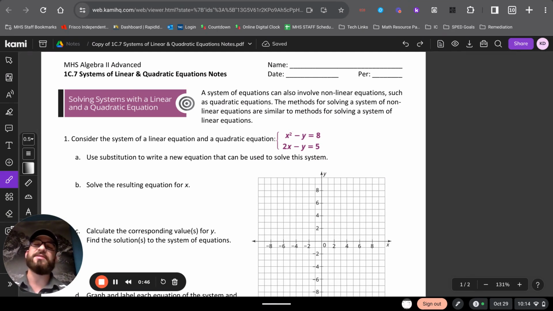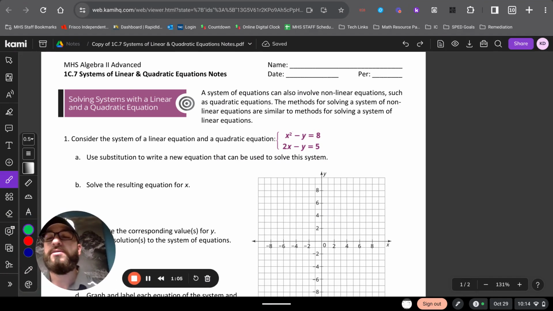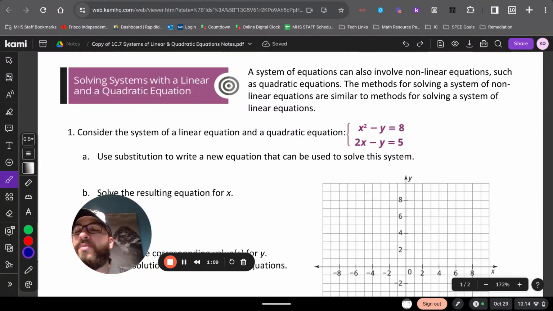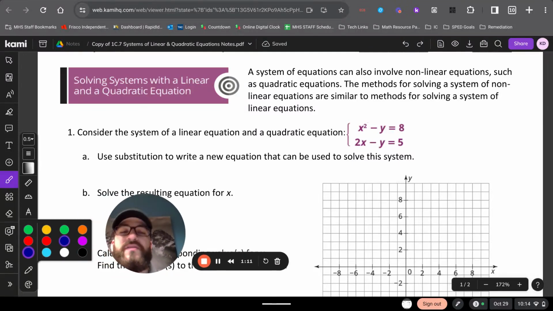So let's consider that system we have. X squared minus y is equal to 8 and 2x minus y is equal to 5. And we're going to combine some different skills together. First one we're going to use is our substitution method. And to be able to do substitution, we need to have one of these equations solved for a variable. And the easiest one to get it solved for is going to be to solve for y. So let's take that first equation, x squared minus y equals 8. Let's rewrite it. And we're going to solve that equation for y.